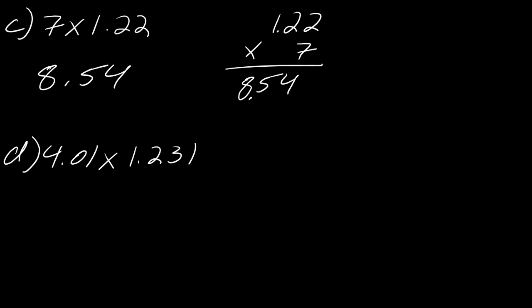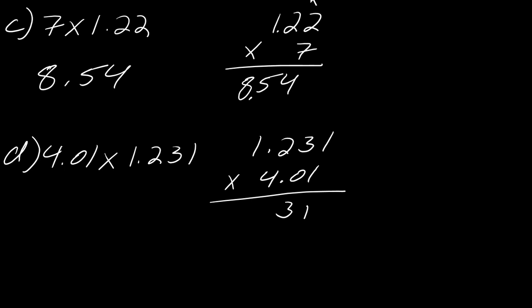Okay, so the next one's going to be a little wild. I'm going to have 1.231 times 4.01. Now I always like to have the longer number on top. That's just my preference. So I'm going to go ahead and just multiply these together by hand. So I have 1 times 1, 1 times 3, 1 times 2, and 1 times 1. So I'm done with this spot. Now I move to the next spot.